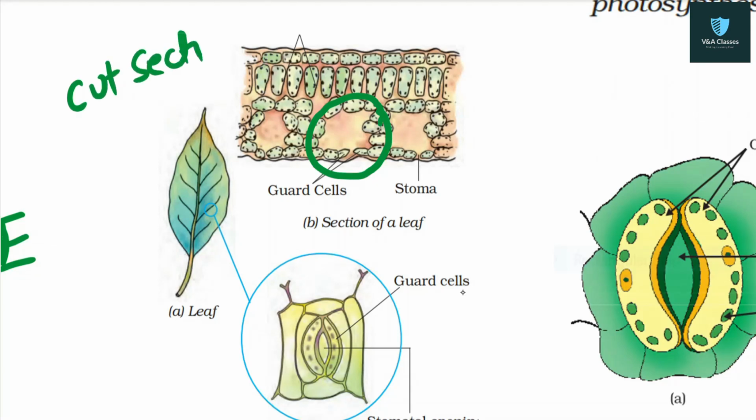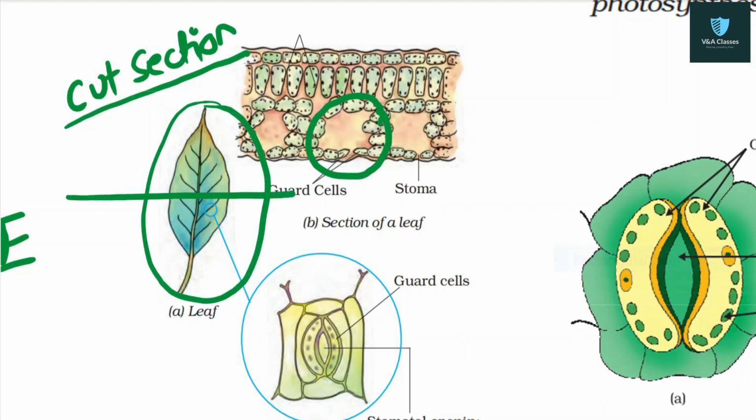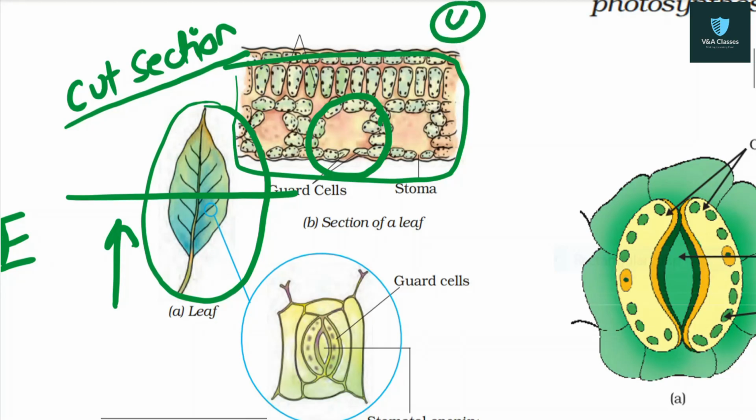You can see here, this is a cut section of leaf. Suppose this is the leaf, you cut like this and you're looking this way. Then you will see something like this. This is the upper surface and this is the lower surface or the under surface. So on the under surface, we see these minute holes, minute openings present in the surface of the leaf, which help in the intake of carbon dioxide.